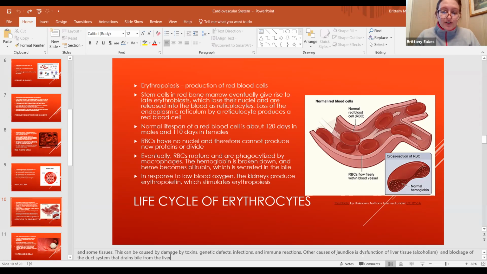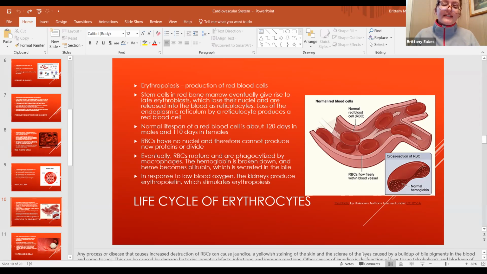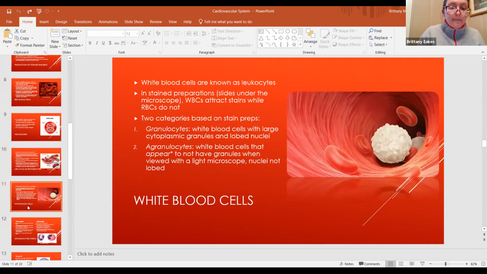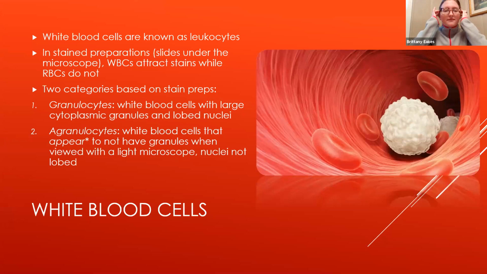So any damage to the liver or any kind of process or disease that destroys those red blood cells, you'll get that yellowish staining of the skin because that hemoglobin is breaking down. The heme, which is part of that, so like 4 heme, 4 globins, those heme get broken down and they turn into bilirubin, which is that yellow staining color, the color of bile. Okay, so that's your red blood cells, which is the majority of your formed elements.